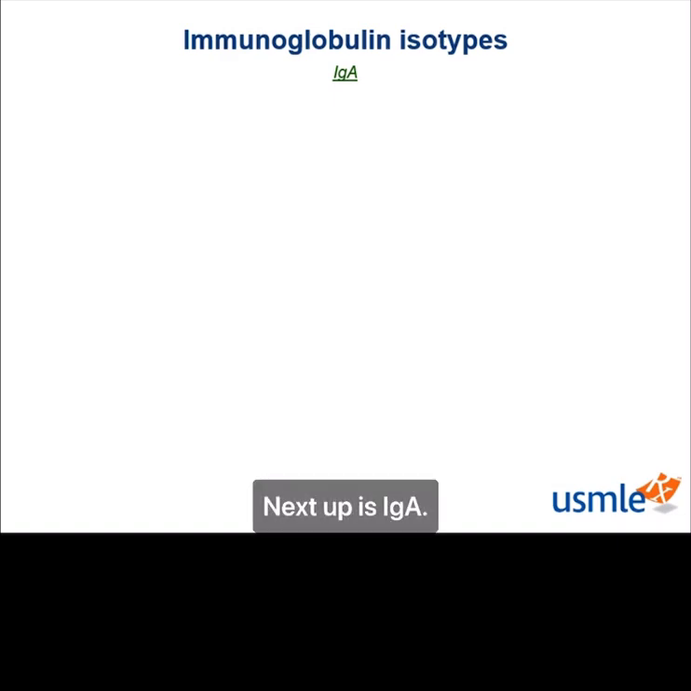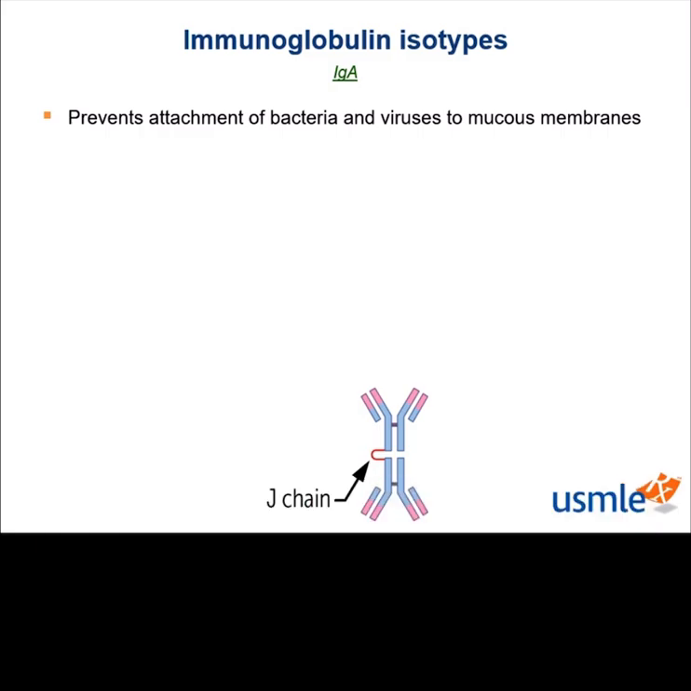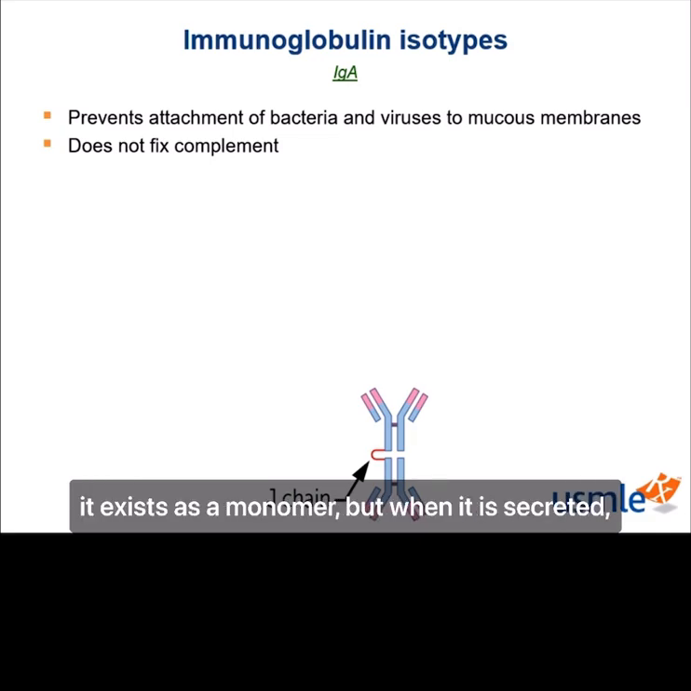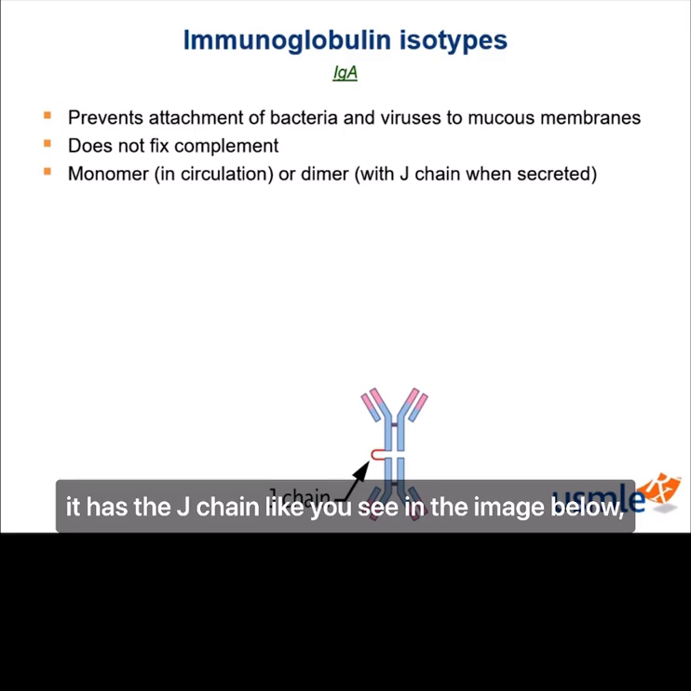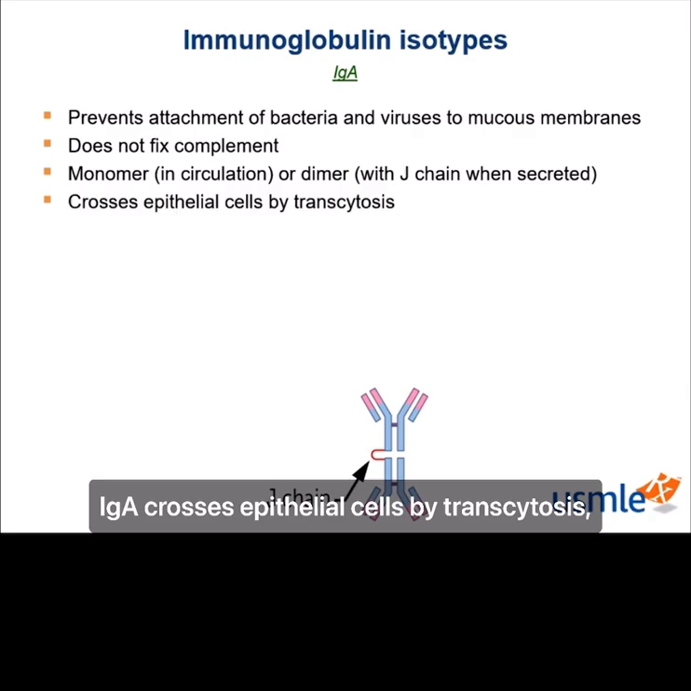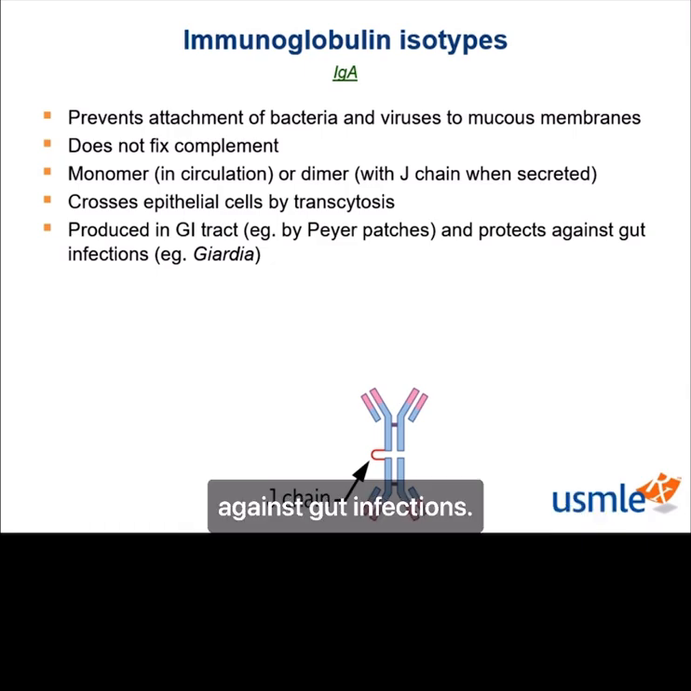Next up is IgA. IgA prevents the attachment of bacteria and viruses to mucous membranes. We know it does not fix complement. When we talk about IgA in circulation, it exists as a monomer, but when it is secreted, it has the J chain like you see in the image below, which makes it a dimer. IgA crosses epithelial cells by transcytosis, and it is produced in the GI tract and protects against gut infections.